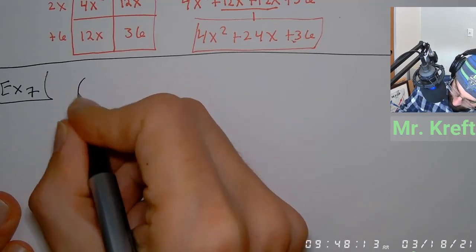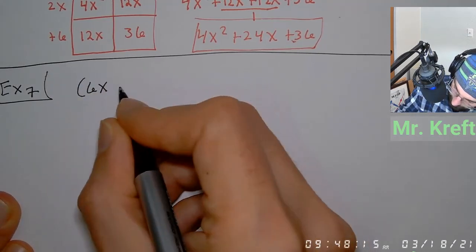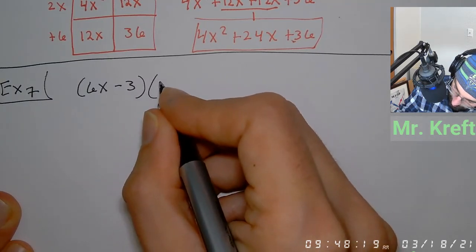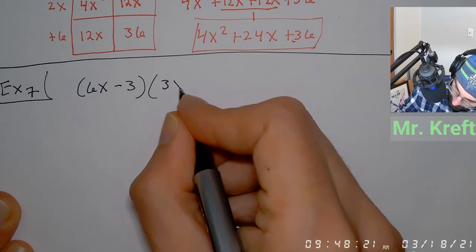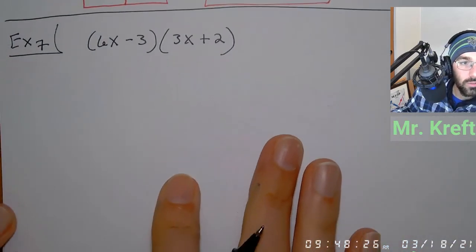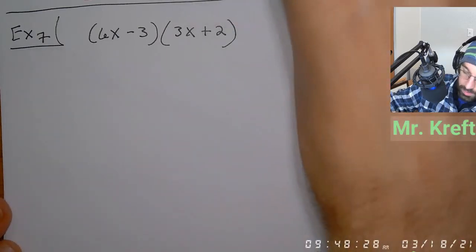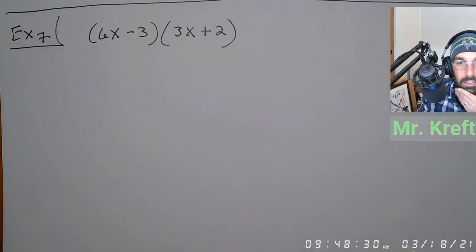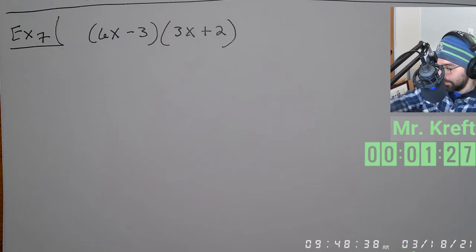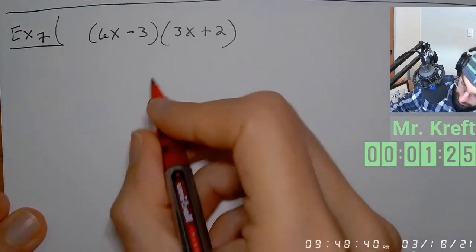What if I do 6x minus 3 times 3x plus 2? Okay, can you guys multiply that out? And let's make sure that we're feeling confident, and that's how we'll end today. So I'm going to give you guys a minute 30 on this, and then that'll give us enough time to go over it. I'm just going to pre-make the box.